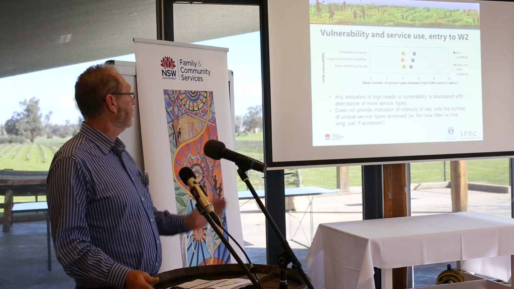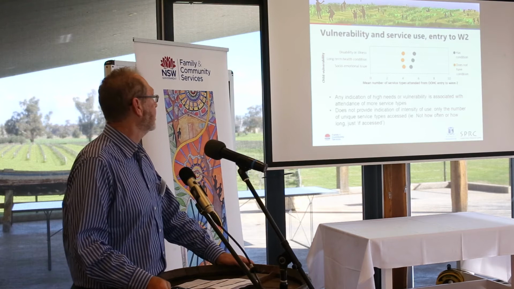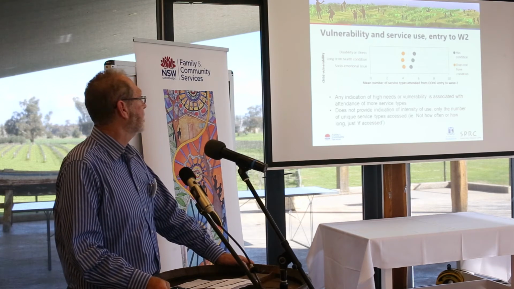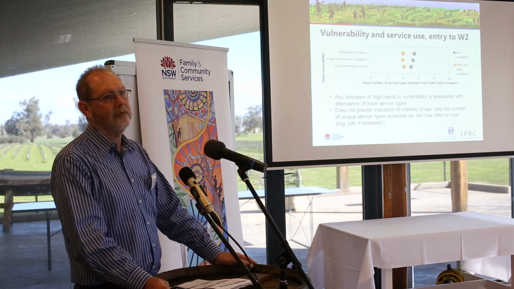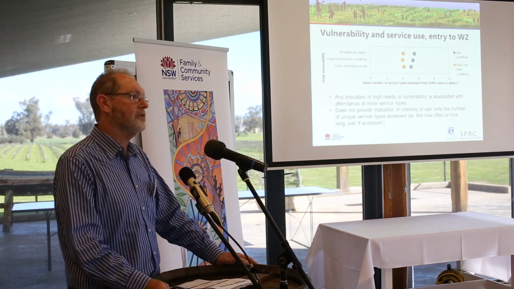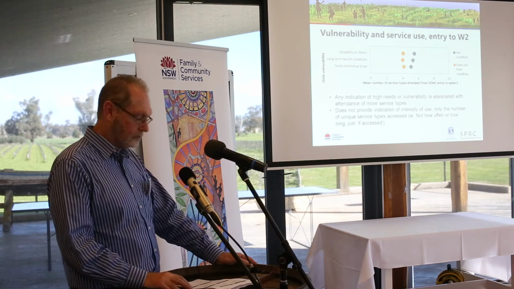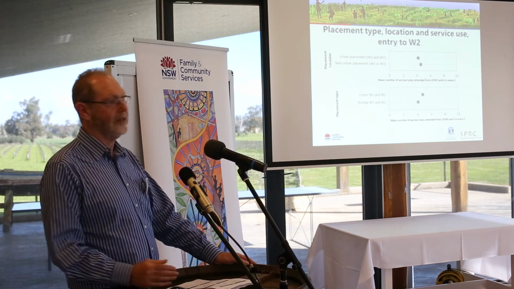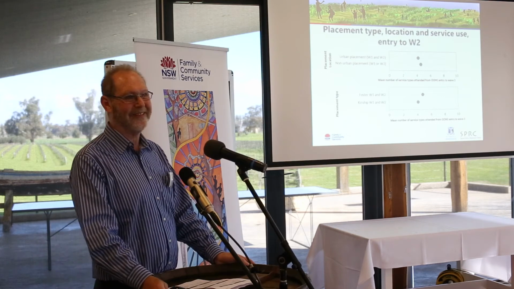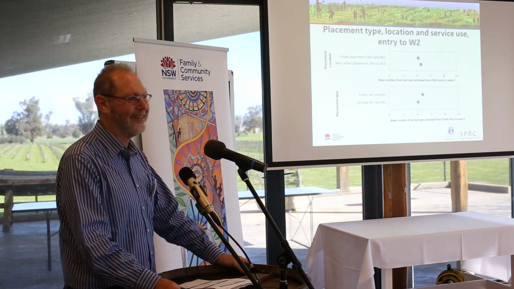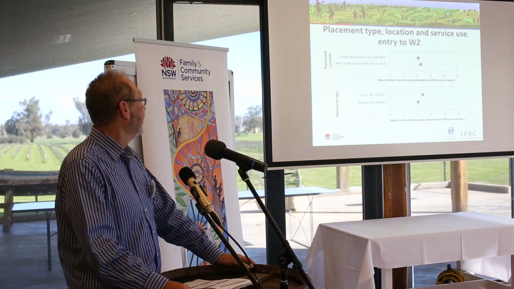Now we're looking at both wave 1 and wave 2 by whether they have a vulnerability or not. And you'll see that children that do have vulnerability, as would be expected, have higher numbers of services that they access. But again, it doesn't talk about intensity of service nor quality of service, which a lot of people ask about, but unfortunately we don't have any data at the moment about the quality of the services that they attend.